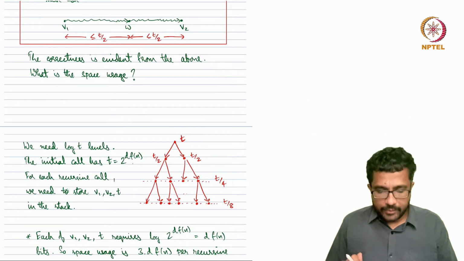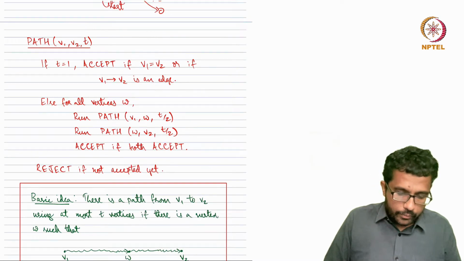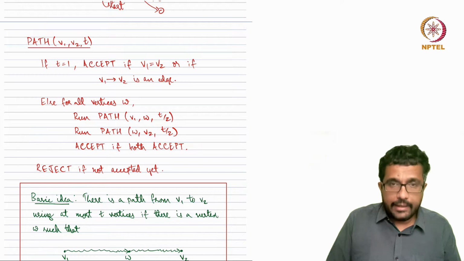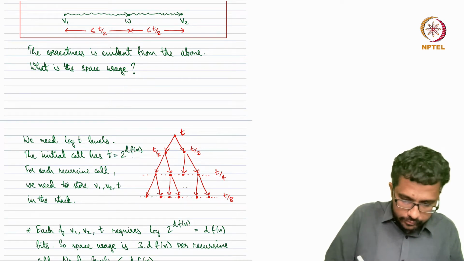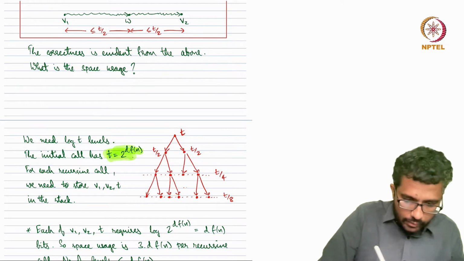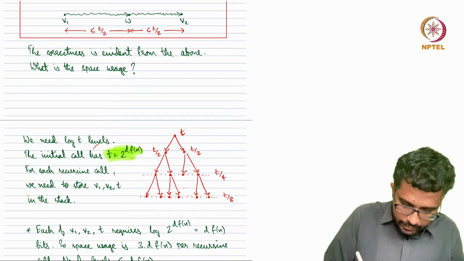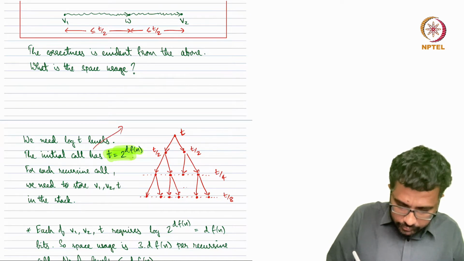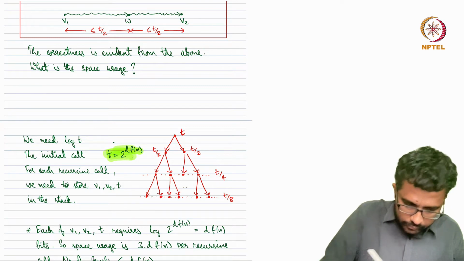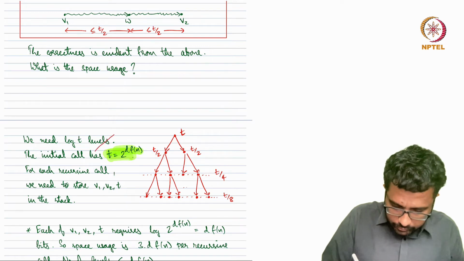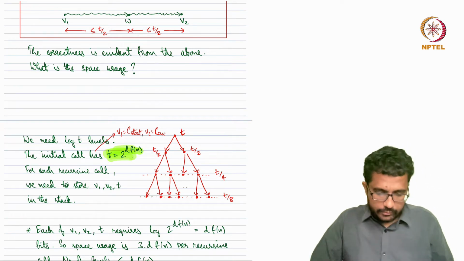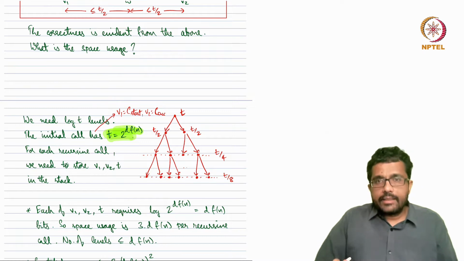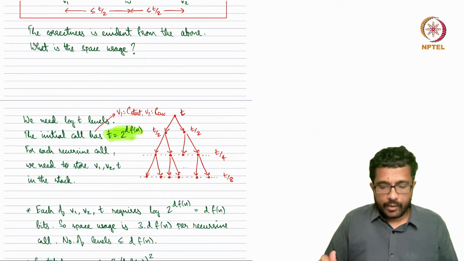So now let's see the space usage, right? So initially we have v1 equal to C start, v2 equal to C accept, and t equal to 2 power dfn. Sorry. Maybe I should also mention the initial call has v1 equal to C start and v2 equal to C accept, right? And then what we do is we use recursion, right?